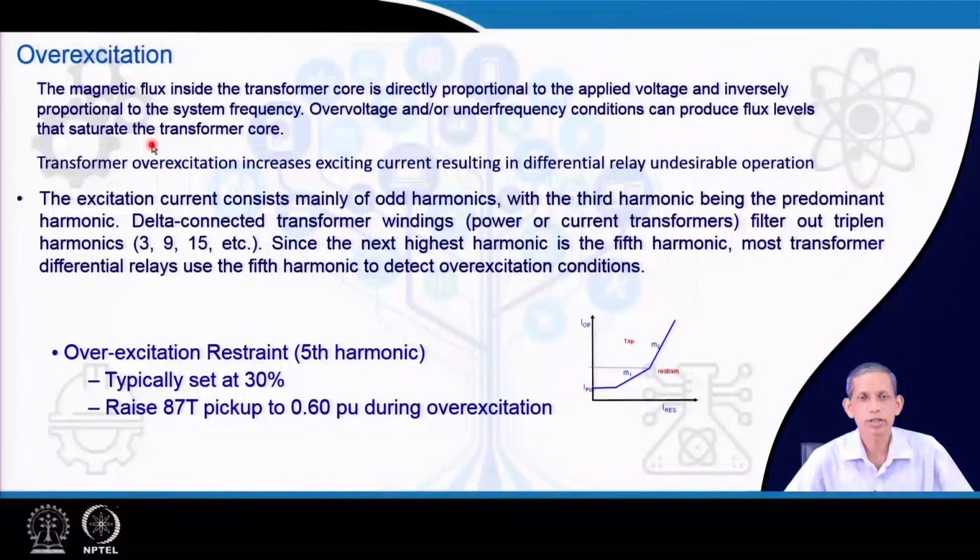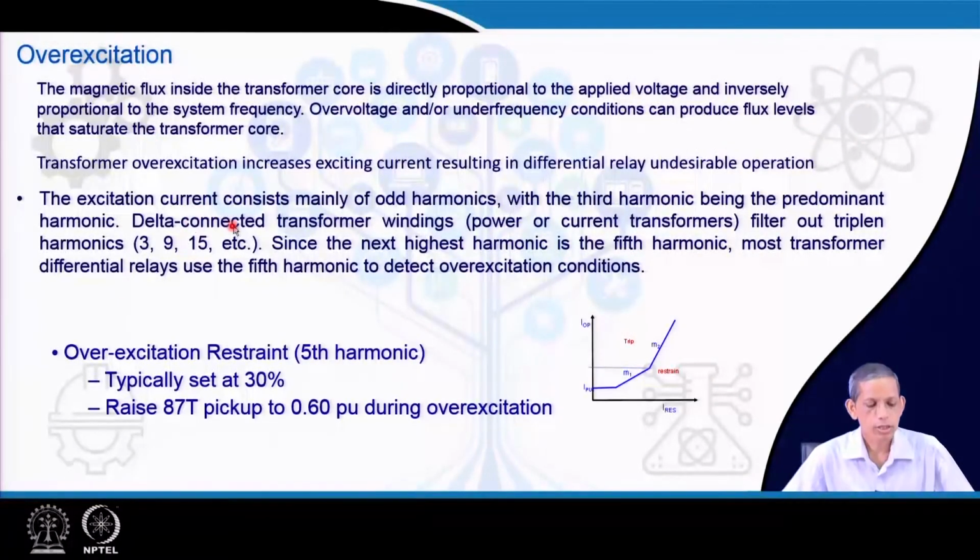So the current flows on one side only, where the corresponding magnetizing current is present, and that leads to a significant differential current, which may lead to malfunction of the differential relay.